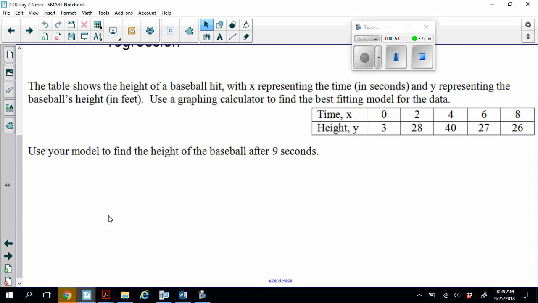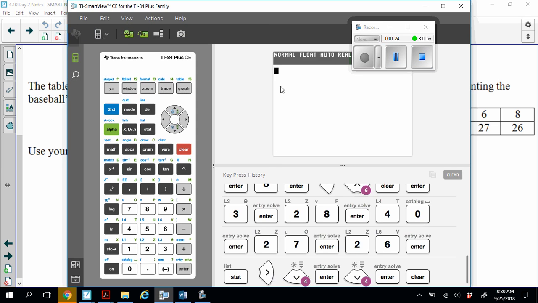It says the table shows the height of a baseball hit, with x representing time in seconds, so we can see that from our table here, and y representing the baseball's height in feet. So you can also see that from our table. Now we need to use a graphing calculator to find the best fitting model for the data. When they ask that, that means we need to find a quadratic equation. And in order to do that, we will have to use a graphing calculator. Okay, so I'm going to put up the graphing calculator up here so we can do that.